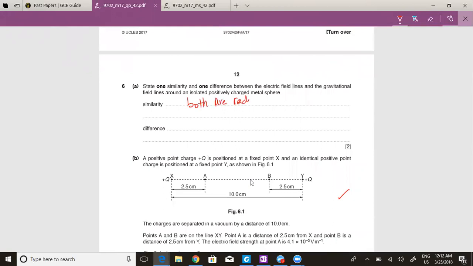Difference, direction. No, this field line is wrong. My bad. Why is direction wrong? Because the sphere is positively charged, so the direction is outward, yeah, that's right.